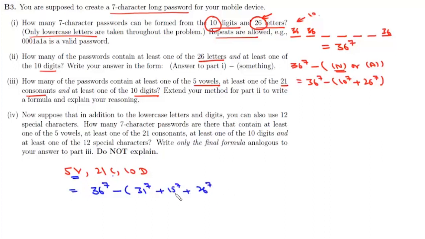So this is N(A) plus N(B) plus N(C) minus N(A intersection B) and so on. Now if both vowels and consonants are missing, then we'll have just digits. So it will be simply 10 to the power 7. If vowels and digits are missing, just consonants, it will be 21 to the power 7, and then minus, if consonants and digits are missing, we'll have just vowels, and there'll be 5 to the power 7. And that is the answer to this part 3.